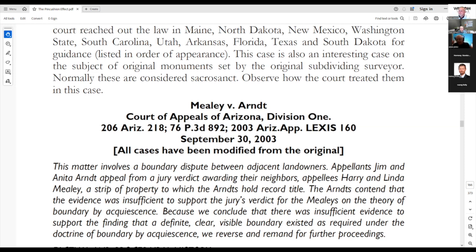Now, a boundary by agreement can be proven by writings that have been put into the record, or even writings between the two adjoining landowners, or a fence that both pay for that's built upon a boundary. That's something that would put a subsequent owner or buyer on notice that these two landowners have effectively set their boundary. That you can take to court.